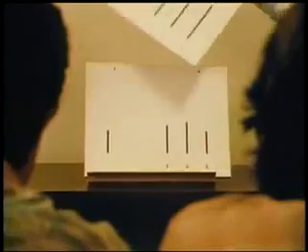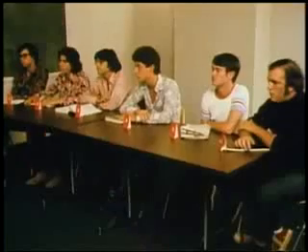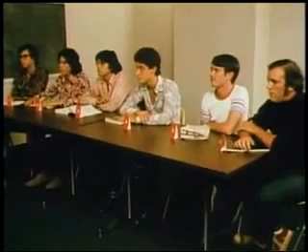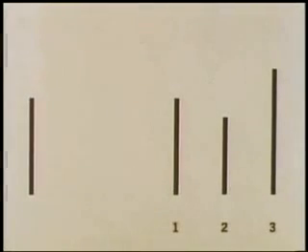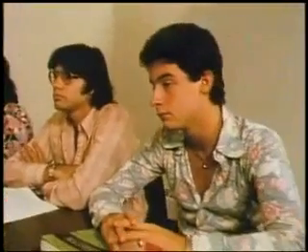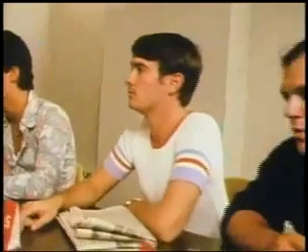2, 2, 2, 2, 2, 3, 3, 3, 3. But on the third trial, something happens. 2, 2, 2, 2, 2. The subject denies the evidence of his own eyes and yields to group influence.